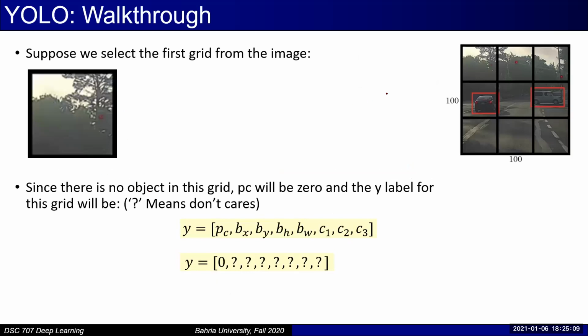So if we take this first cell, there is no object, right? Because in our case, object is either a car or a person or a bike, right? So what we do, there is no object, so the probability of object is 0. When there is no object, then all the rest of the values are meaningless, right? They are like don't cares, because if there is no object, there is no bounding box, and there are no class probabilities.